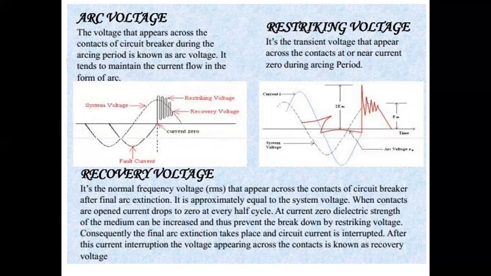When contacts are opened, current drops to zero at every half cycle. At current zero, the dielectric strength of the medium can be increased and thus prevent the breakdown by restriking voltage. Consequently, the final arc extinction takes place and the circuit current is interrupted. After this current interruption, the voltage appearing across the contacts is known as recovery voltage.